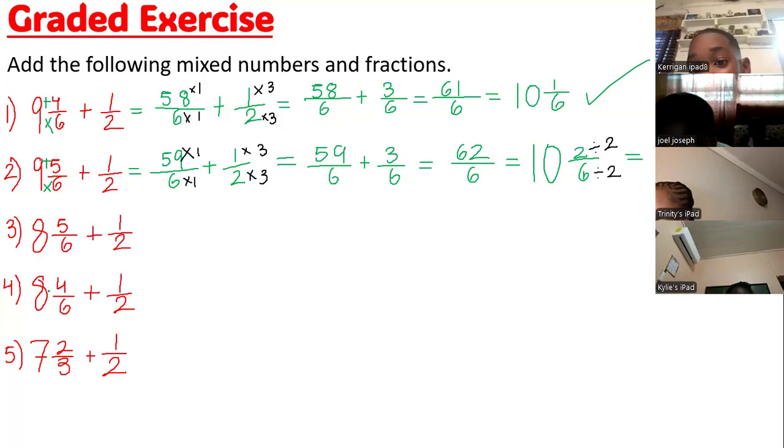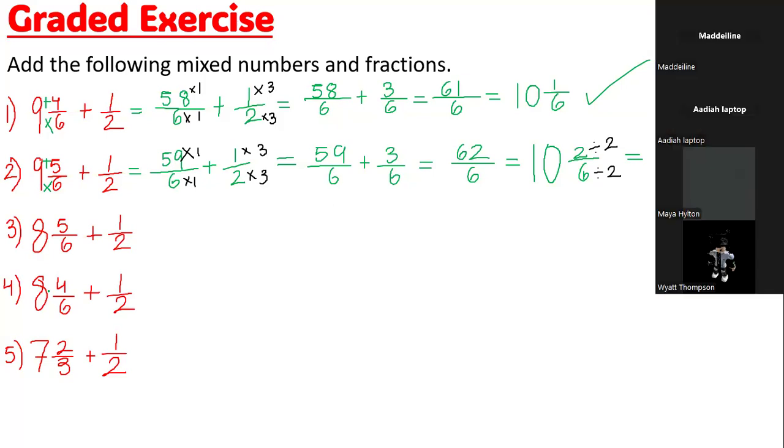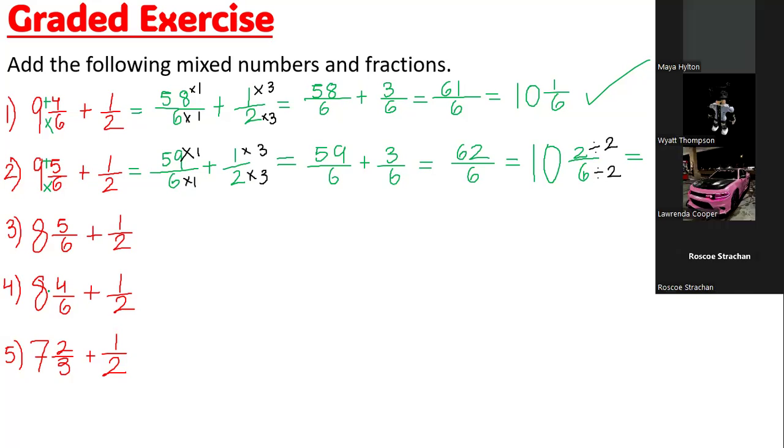I didn't get it. Legacy, what did you get? 10 and 2 over 6. Oh, you leave it like that. You didn't simplify it. No, sir. Okay. Anyone else who did not get this? And Roscoe, did you get this? No, sir. What did you get?